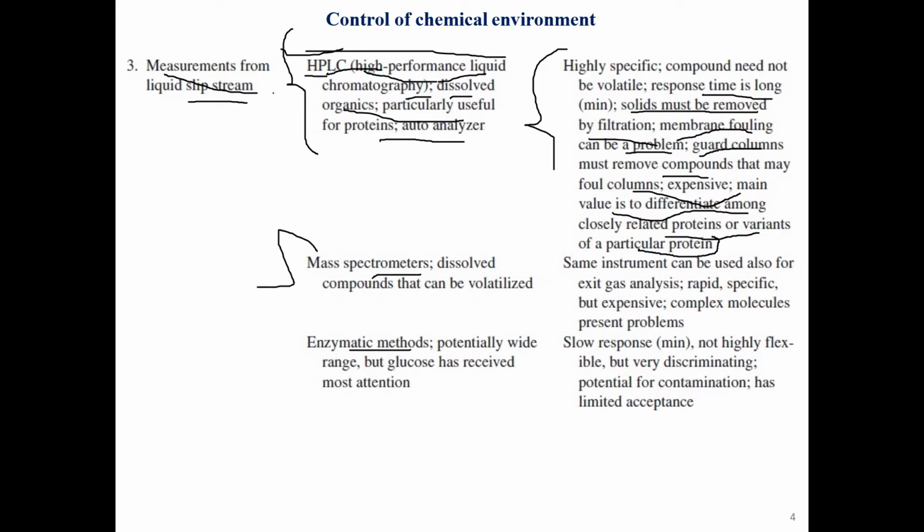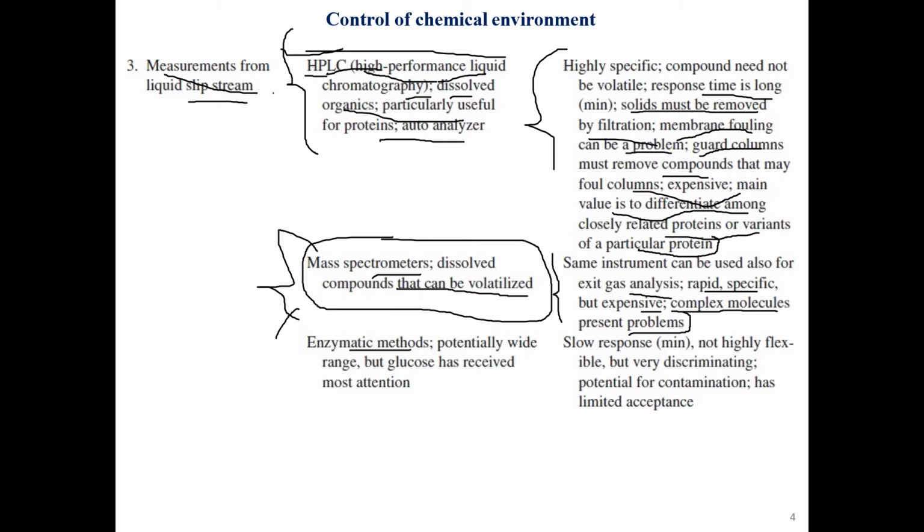Also, talking about the mass spectrometer, we just saw the picture of a mass spectrometer previously. The mass spectrometer is used for dissolved compounds that can be volatilized, and it's the same instrument that can be used for exit gas analysis as well. It's rapid and specific, but it's also expensive, and complex molecules present problems. So with complex molecules, it may not be that handy.